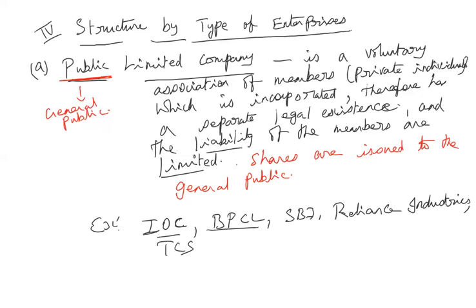So these are all government undertakings, but since their shares are floated to the general public, they are registered as public limited companies. And Reliance, TCS, Infosys are all private sector undertakings, but still their shares are also floated to the general public. So this is a public limited company.